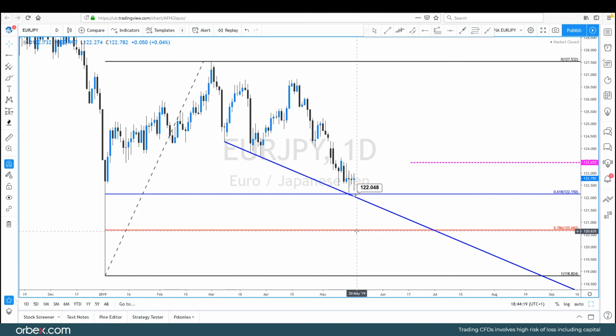Are we going to consolidate until Wednesday? To the upside, resistance which needs to be broken really to turn the bias to the upside is at 123.43 at the beginning of the week. Still got that gap open as well here.